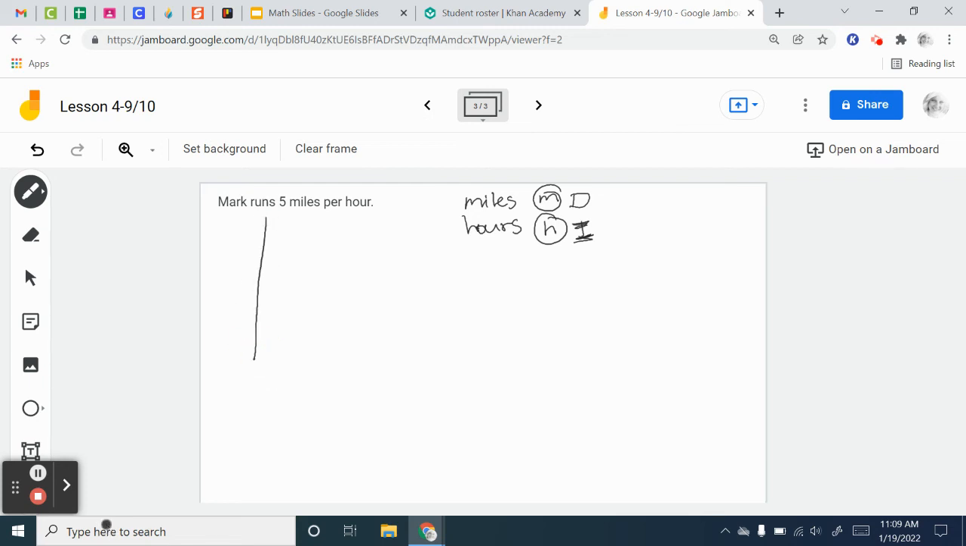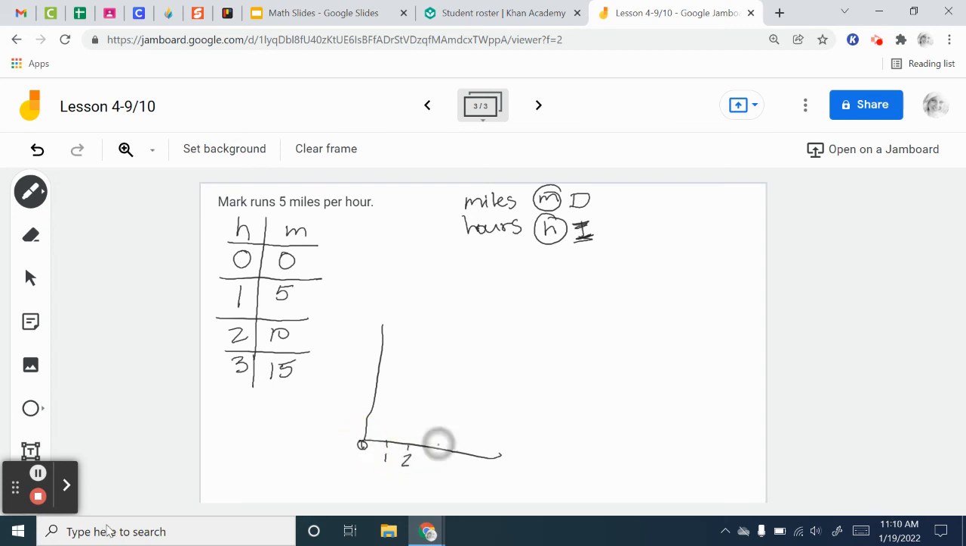So I'm going to make my table again. Independent is always first. So hours, H goes here, M goes here. So if he runs 5 miles per hour, if he doesn't run any hours, he's not going to run any miles. So it's 0 and 0. But in 1 hour, he'll run 5 miles. In 2 hours, he'll run another 5 miles. So that'll be 10. And in 3 hours, he'll run another 5 miles. So that'll be 15. And if I graph it, I can do 0, 1, 2, 3.